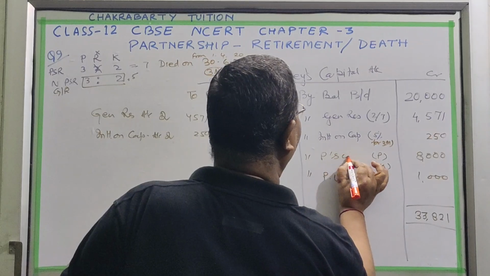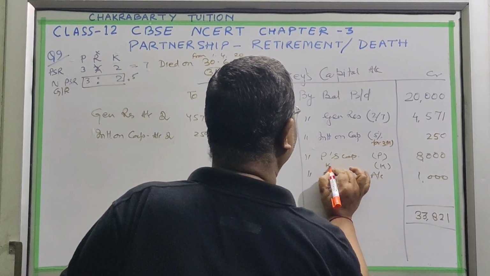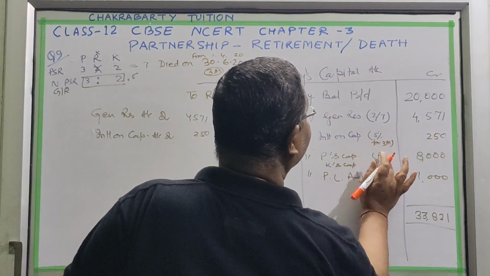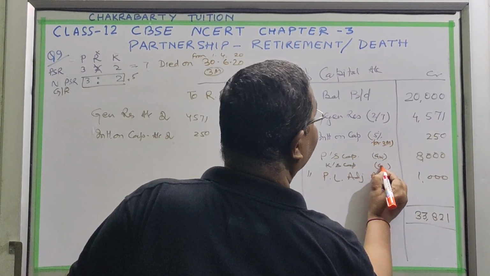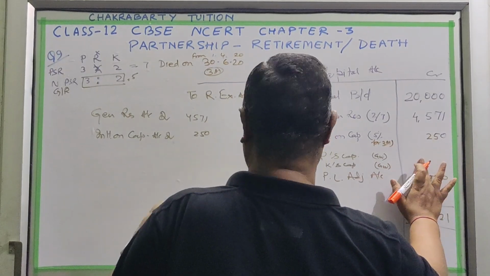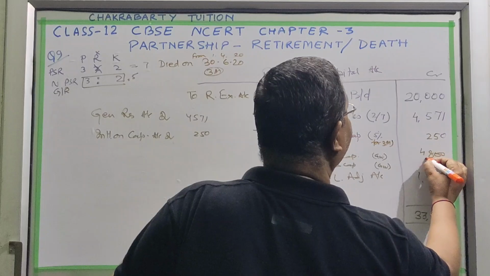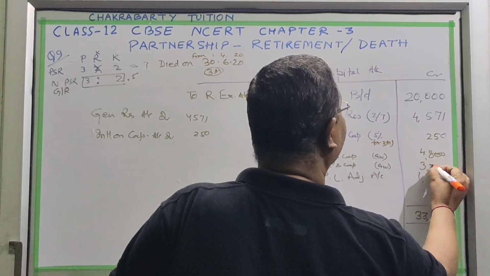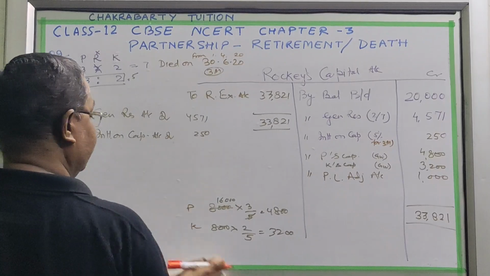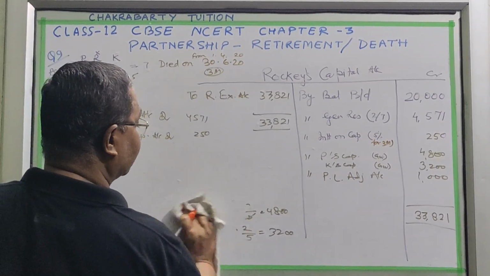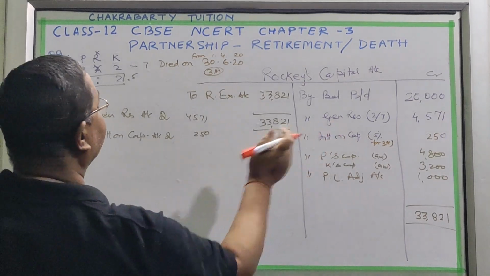So here we can write P's capital account and K's capital, and this is your goodwill. So GW we will write for our knowledge sake, and we will write here two amounts, 4,800 and 3,200. Now this portion is now over. So here interest on capital is debit 250.